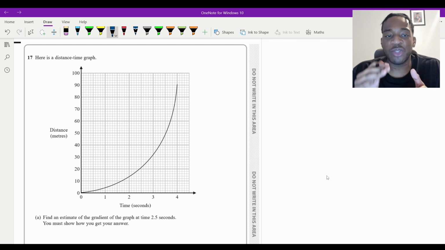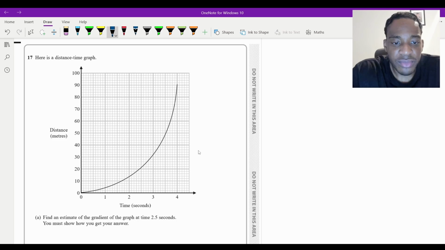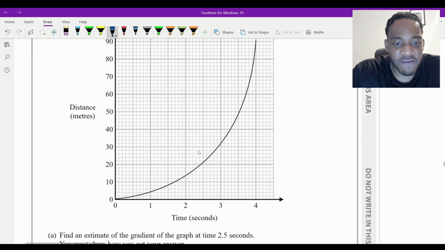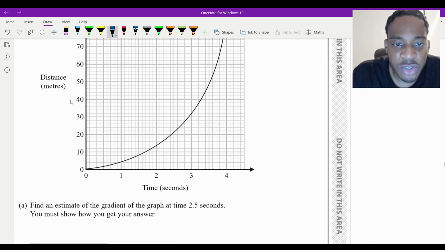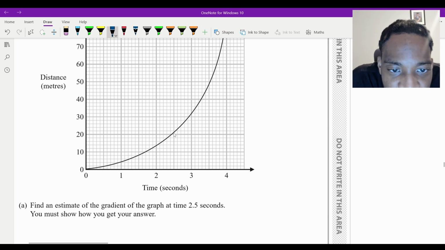Now, the way you find the gradient of a point when you're dealing with a curve is you have to draw a tangent line. Super, super important. So make sure you remember this. You just got to draw a tangent line at that point, and the gradient of that tangent line will be the gradient at the point. So what we're going to do is it says at 2.5, right? So I'm going to plot that there. So 2.5 is going to be right here, isn't it? This point right here, right there.